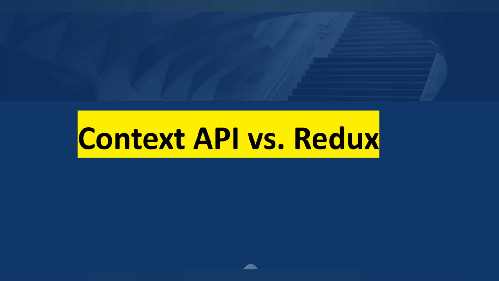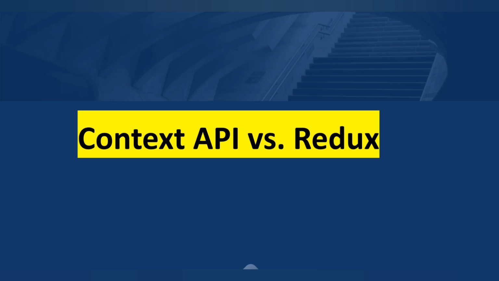Next, what are the key differences? On complexity, Context API is simple and easy to set up and good for smaller apps. Redux is more complex with a steeper learning curve, and good for larger apps. Next one is performance. Context API can lead to performance issues if not used carefully, especially with many updates.